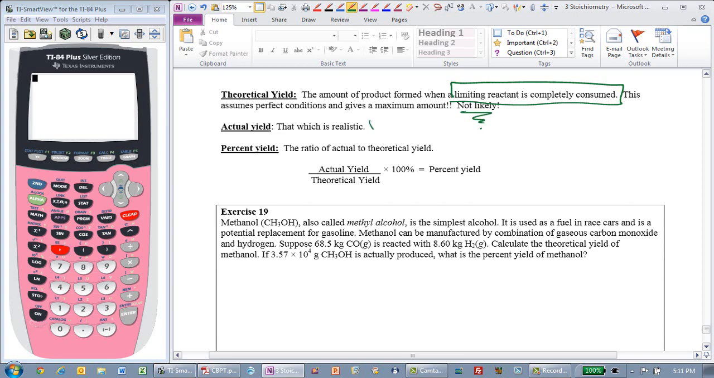The actual yield is that which is realistic. That's what you really got. In other words, this is your result. You do the experiment and you own it. Whether that is a good result or a bad result, it's your result. You're married to it. You own it. Percent yield is to take the ratio of the two. Take your actual yield and take your theoretical yield, and obviously you're going to get a fraction. You multiply it by 100% to get a percent yield.